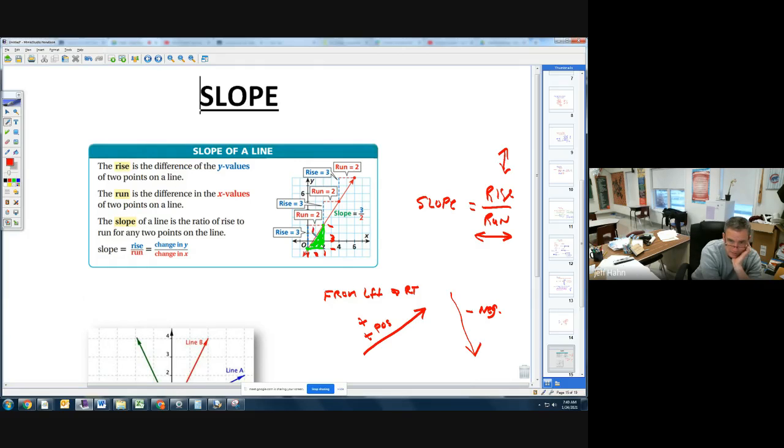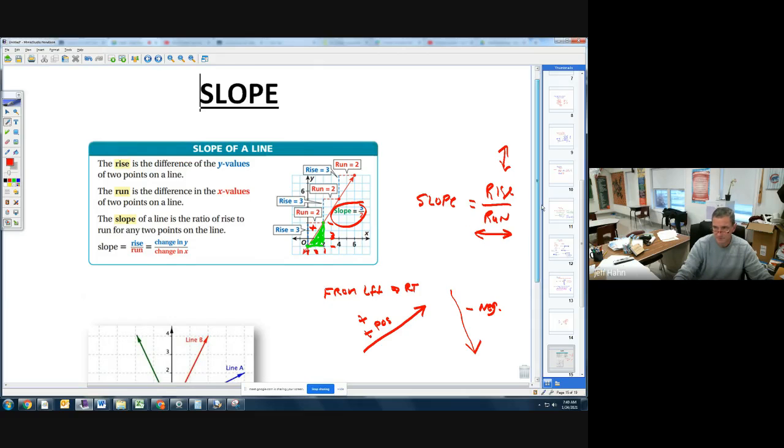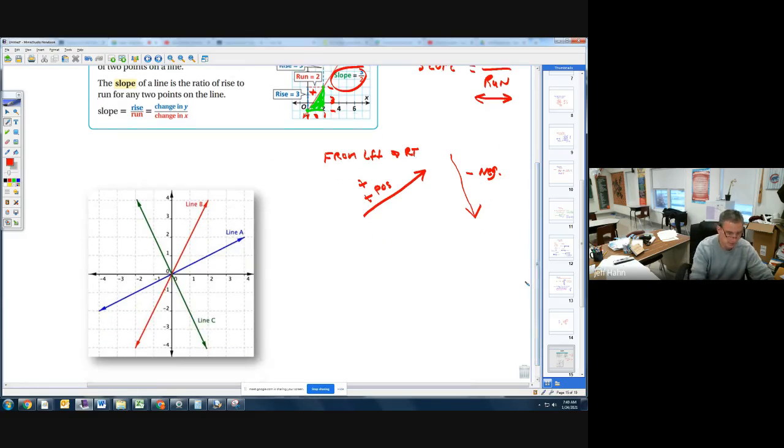And since it's going uphill, it's a positive slope. We don't have to put the plus there, but this triangle is 3 high, 2 over. It's the comparison of the rise over the run, so the slope ends up being 3/2. It's not a complicated thing, but it's another thing people seem to struggle with. If you take a look at your notes, I think you'll have an easier time with it.